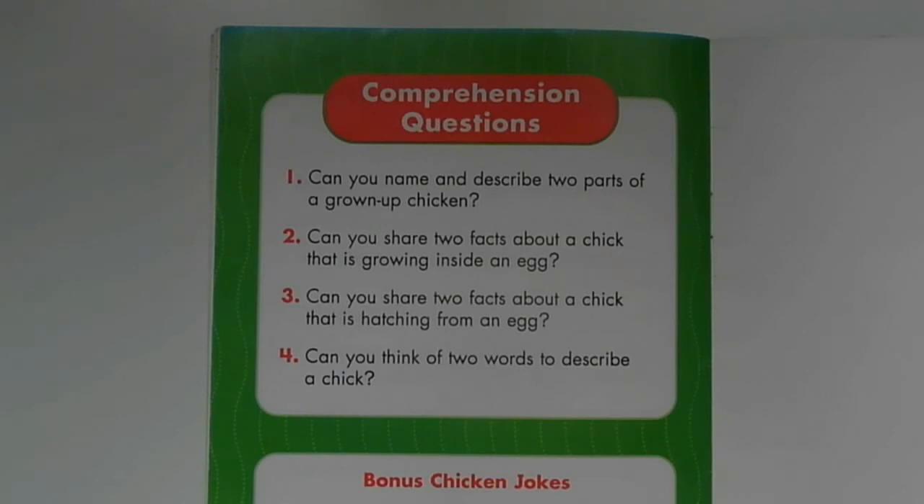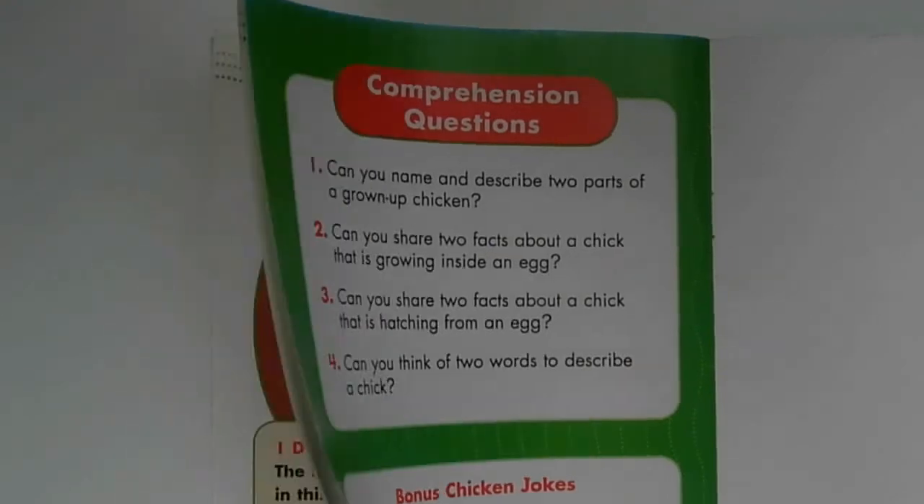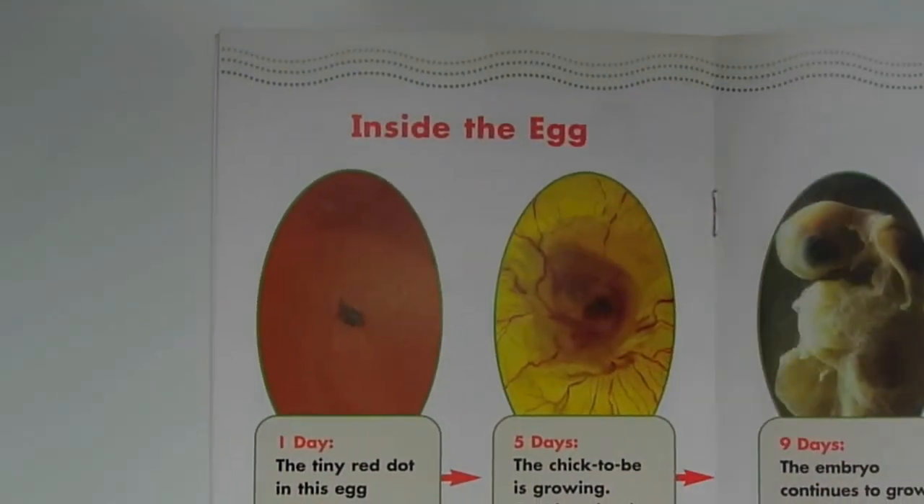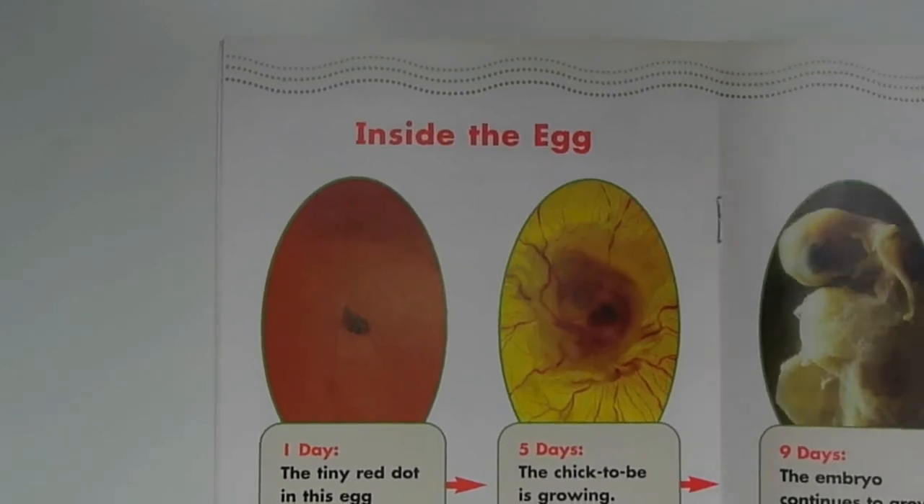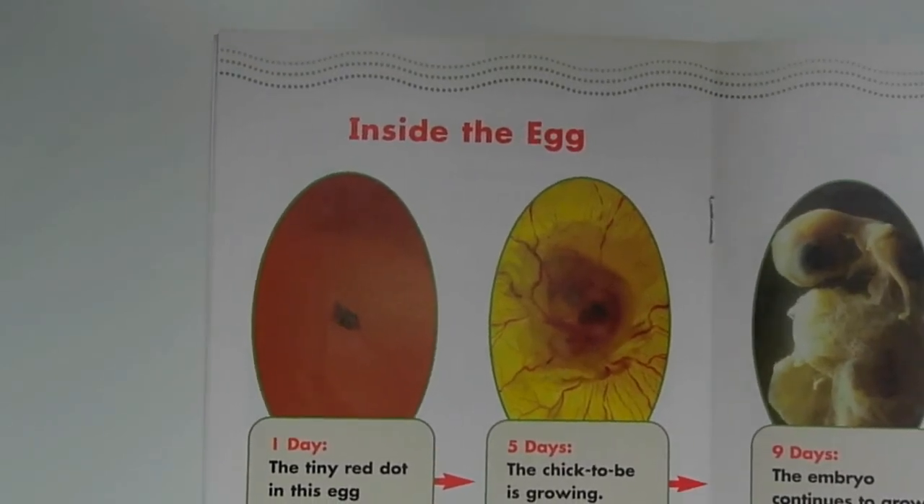That's okay. Number 2, can you share 2 facts about a chick that is growing inside an egg? So let's think back to that life cycle. What are 2 things that we know? What do they need? And what do you remember about their different phases?